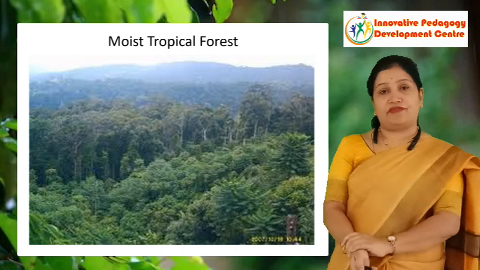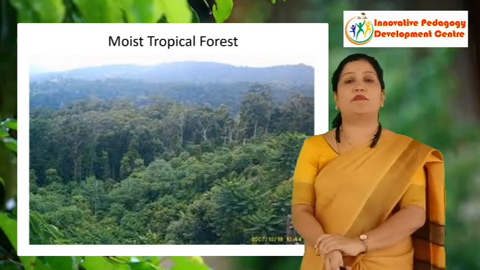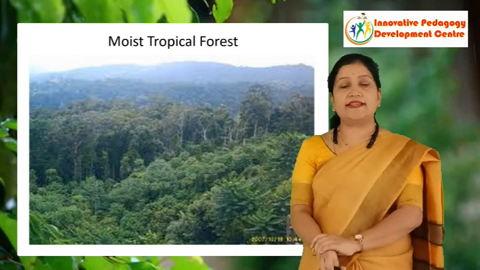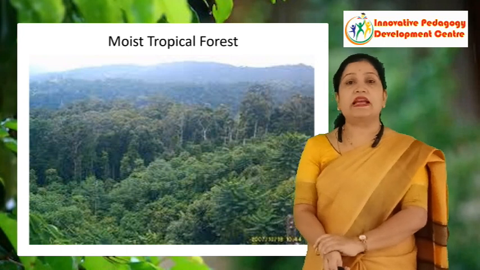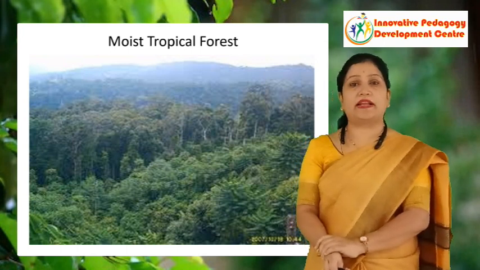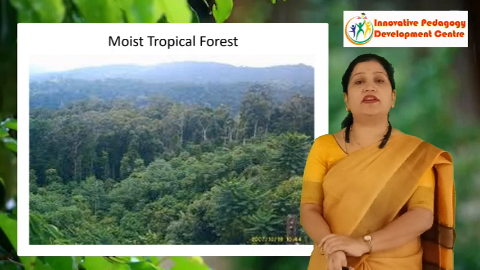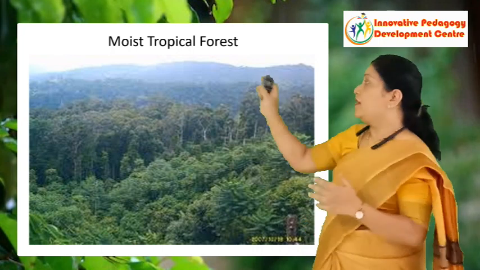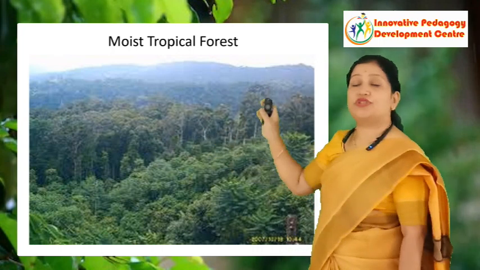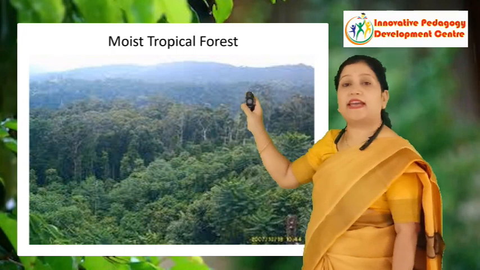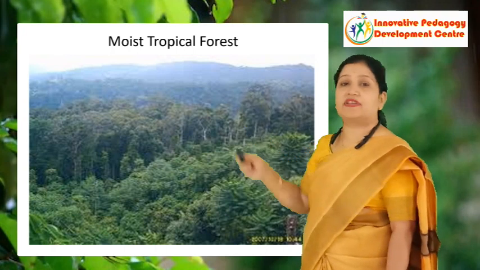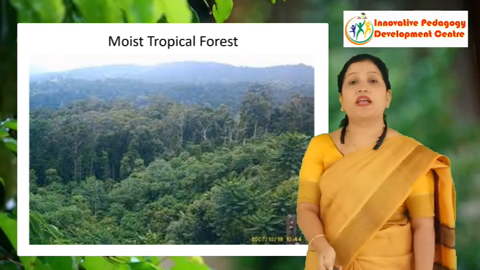This is the habitat for the plant, which is the moist tropical forest. Tropical means the region which is surrounded by the equator, and here you can see the large canopy of the huge trees, or you can say that there is a huge biodiversity in this particular region.